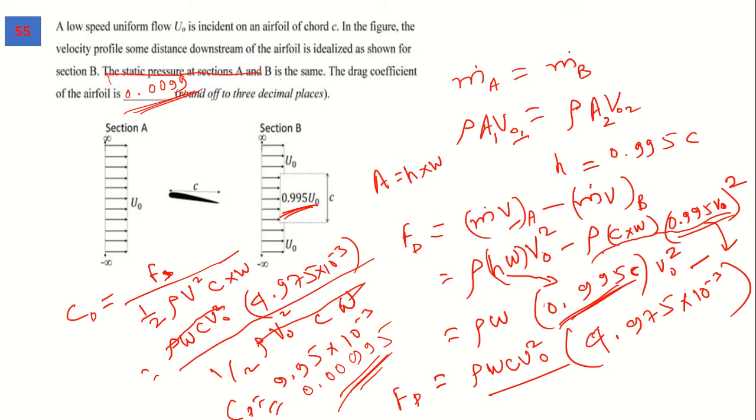Finally, we can write it like this: 0.00995. This is the drag coefficient, rounded to 3 decimals. So we can write 0.0099. So this is the final answer.